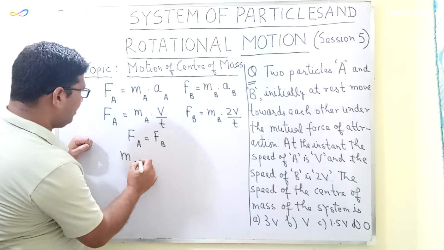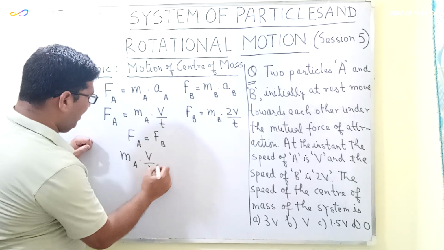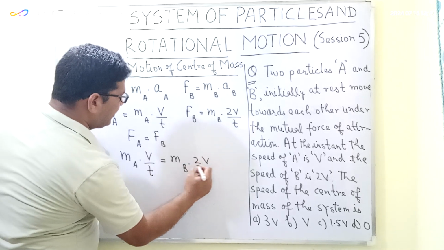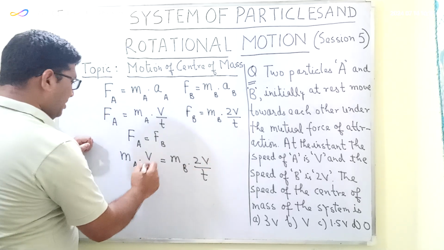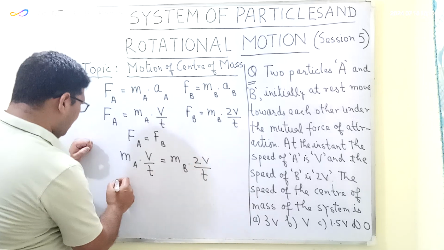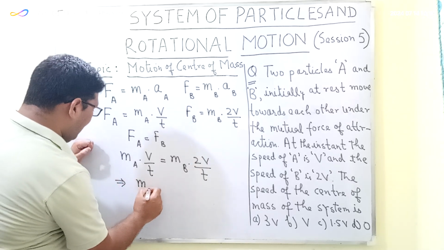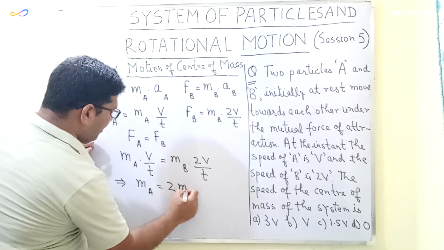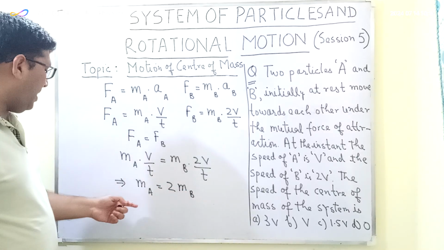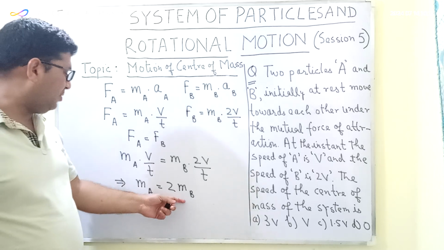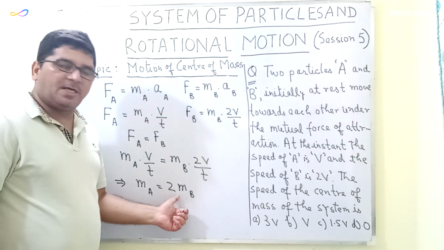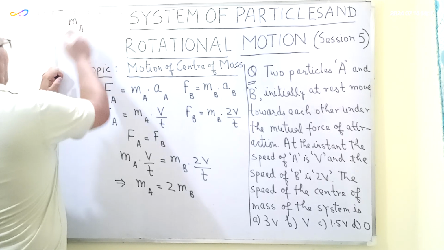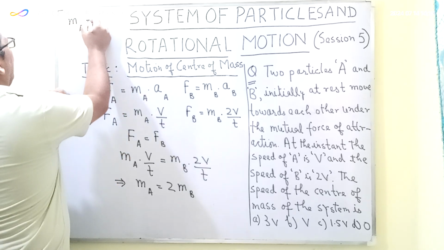So if Fa is equal to Fb, then Ma into v upon t will be equal to Mb into 2v upon t. From this equation I am getting that Ma is equal to 2 times Mb. That is, the mass of the particle A is equal to 2 times the mass of the particle B, and this is the relation which I have got by equating Fa to Fb.